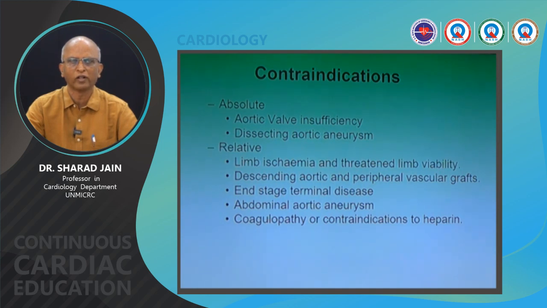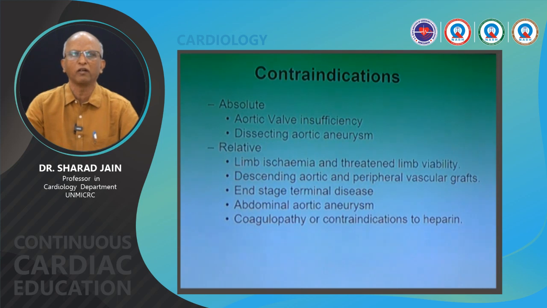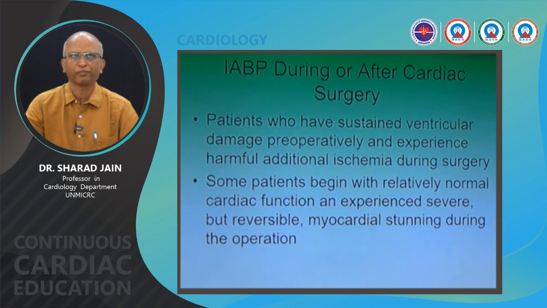Then relative contraindications are limb ischemia and threatened limb viability, because that may interfere with the blood supply as well as it may cause trauma to the vessel wall. Descending aortic and peripheral vascular grafts, end stage terminal disease, abdominal aortic aneurysm, you have to be very careful, and patient having coagulopathy or contraindications for use of heparin.